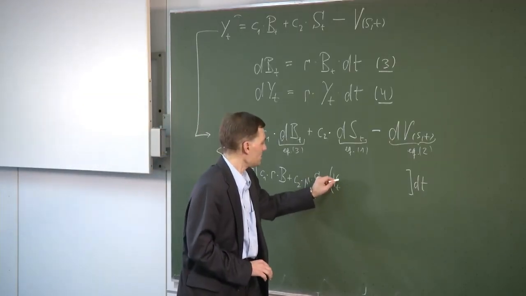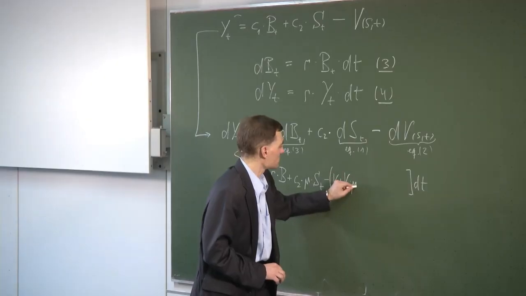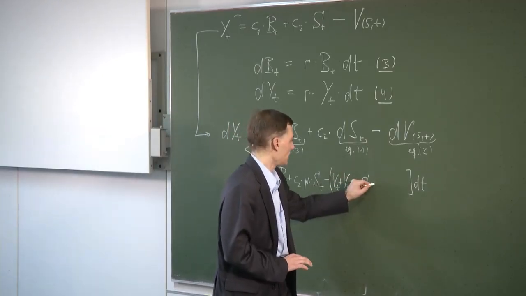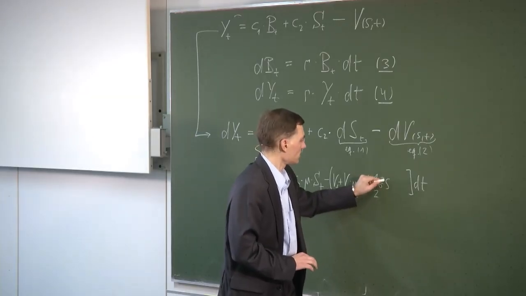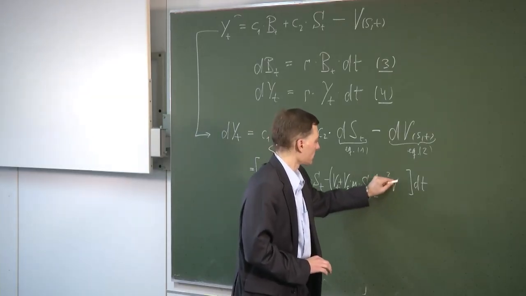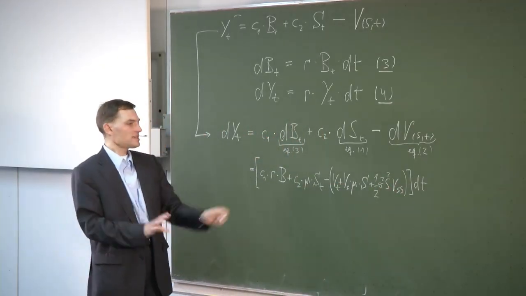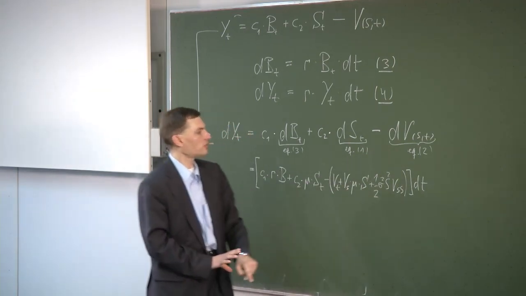It's Vt plus Vs times mu times S plus 1 over 2 sigma squared S squared Vss dt. So these are now all the dt components. So this term comes from here, from my equation 2.